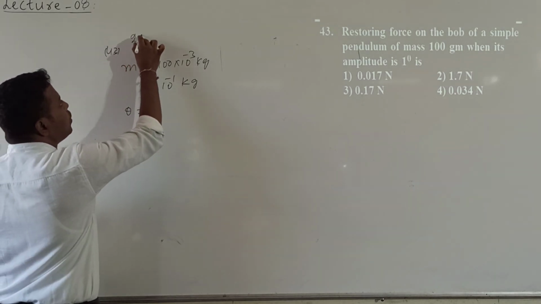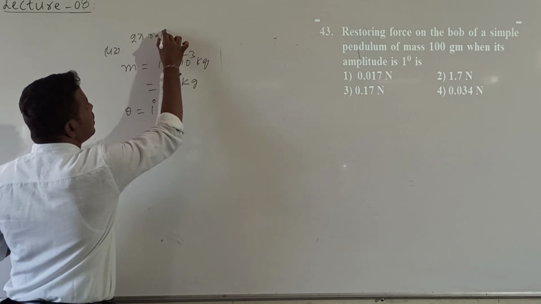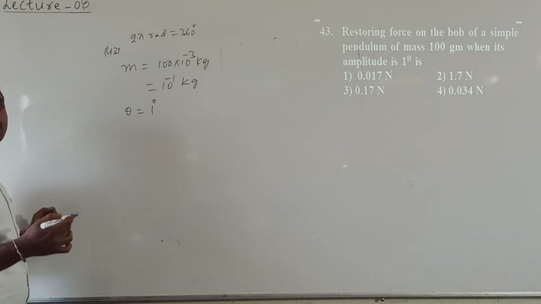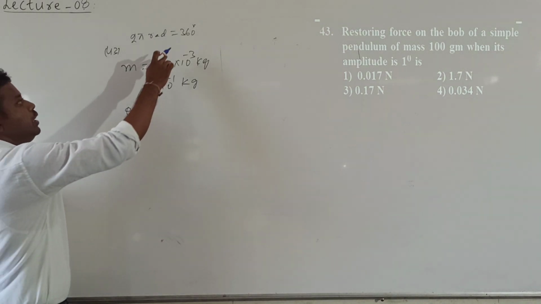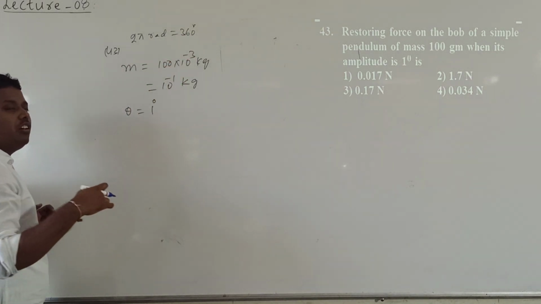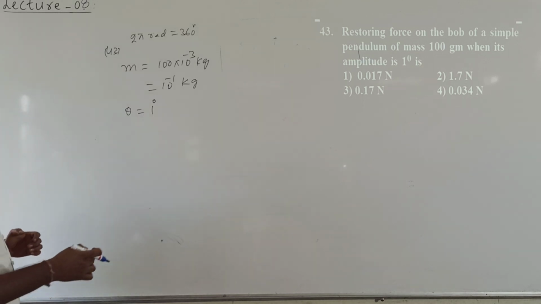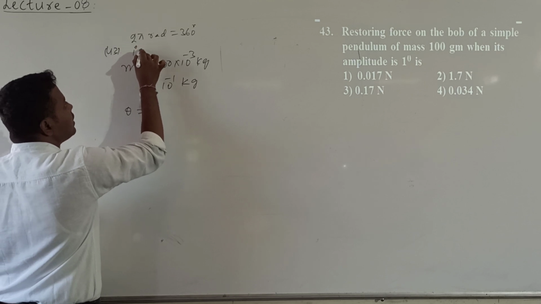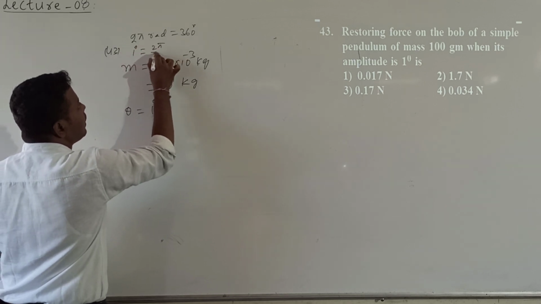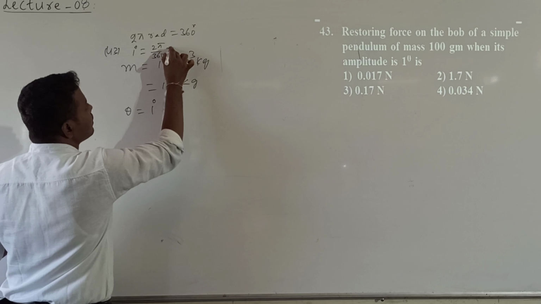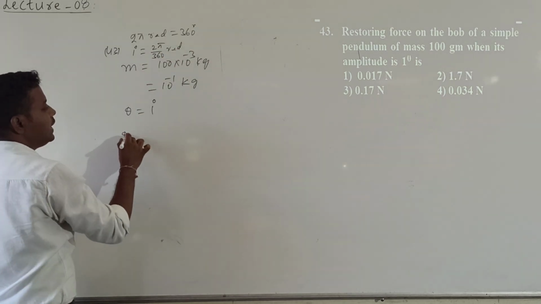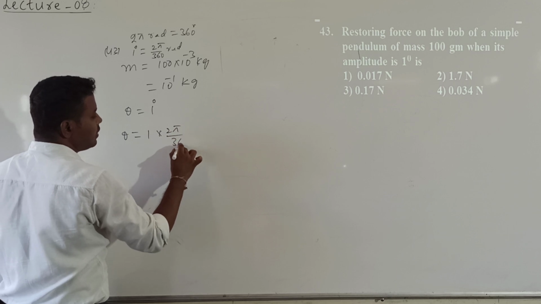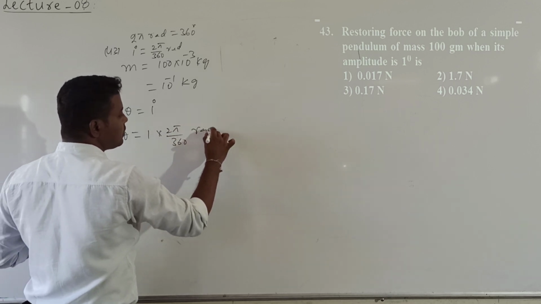We know that 2 pi radians is equal to 360 degrees. When you are using a sine or cos function, your value will be in degrees. Whenever you are not using a sine or cos function, your value will be in terms of radians. So 1 degree is equal to 2 pi divided by 360 radians. So I can convert the theta value: 1 into 2 pi divided by 360 radians.